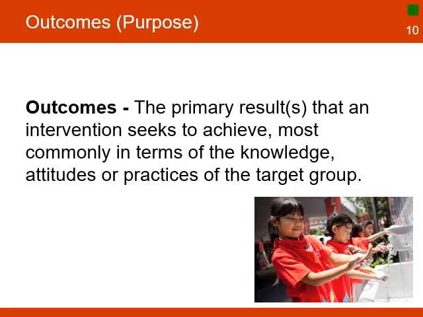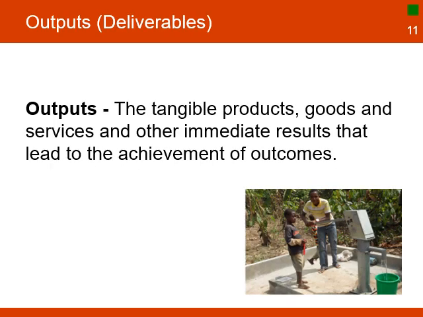The outcomes are the primary results that an intervention seeks to achieve. They are most commonly in terms of the knowledge, attitudes, or practice of the target group. These are also called changes in behavior. There can be short-term outcomes and intermediate outcomes. Outputs are the tangible products, goods, services, and other immediate results that lead into the achievement of the outcomes. They are in direct control of the project.